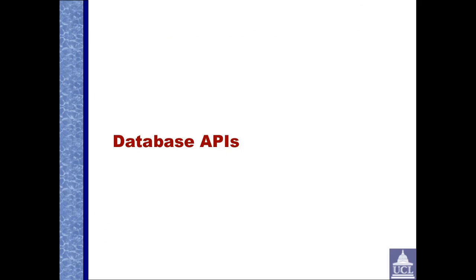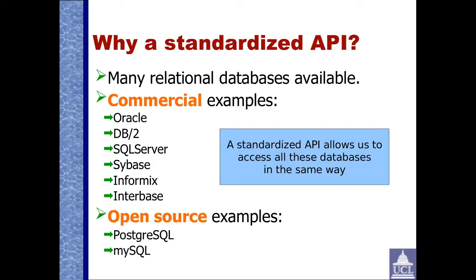Database APIs. Why do we need some sort of standardized API? Now, API is a term that you will come across a lot and we will talk about again. It's very simple. It just means that we have a standard way of calling a library of functions. We have defined what those functions are, what goes into them, and what comes back from them.